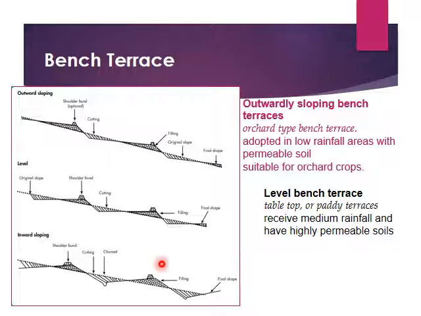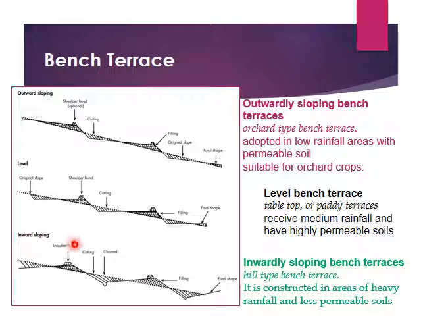Then the last one is inward sloping terraces. Inward sloping means the slope is inwards towards the riser side. It is also called hill type bench terraces. There is a small channel here. It is suitable for heavy rainfall areas with less permeable soils, so there will be more runoff water. At that time the runoff will flow towards this channel and be discharged safely, so that the bench terrace will not collapse. This is the concept behind inwardly sloping bench terrace.